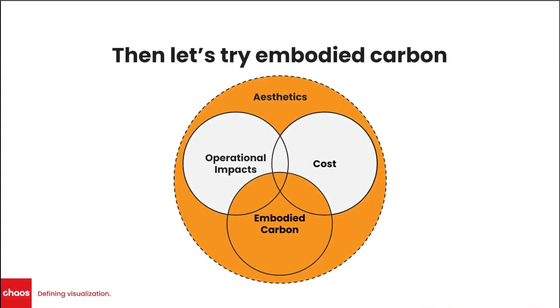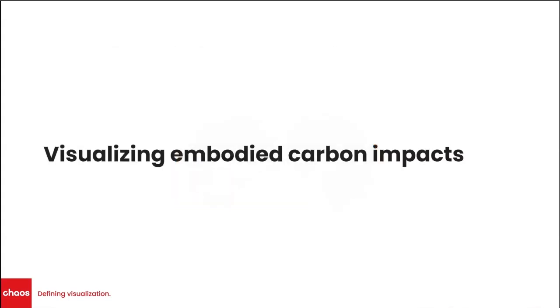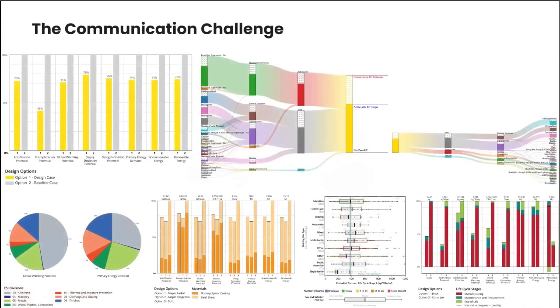So now let's try embodied carbon, which is another crucial factor in the design process. Embodied carbon is becoming increasingly important in our industry, but it's difficult to effectively communicate its impacts. Similar to what we just previously saw, we face a communication challenge. Traditional ways of showing embodied carbon often involve complex charts, graphs, and tables. While these are very informative, they're not always appropriate for communicating with a broad audience.